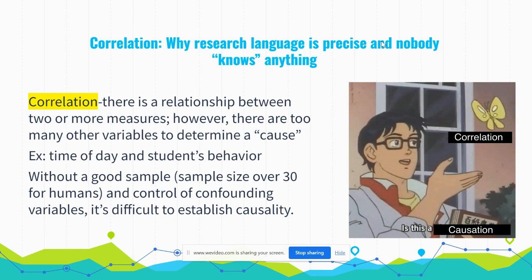For example, the time of day has an effect on students' behavior. Sometimes my first period class does not act the same as my fourth period class. And if you find enough random things, you can get a correlation, maybe even a strong correlation. For example, the number of Nicolas Cage films that he appeared in correlates with the number of people who drown by falling into a pool.